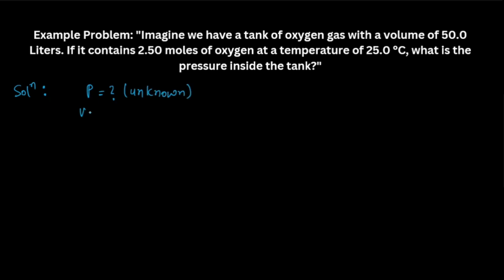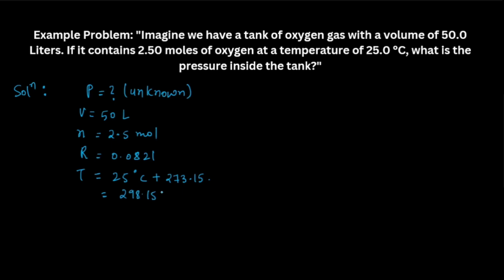But what we have is volume, which is 50 liters. We have the number of moles, which is 2.5 moles. We also have the value of R. As I said, we'll be using 0.0821, and the temperature says 25 degrees Celsius. So the first thing we need to do is to convert the temperature from degrees Celsius to Kelvin. So how are we supposed to do that? By just adding 273.15 to it. So when we do this, we get the temperature as 298.15 Kelvin.